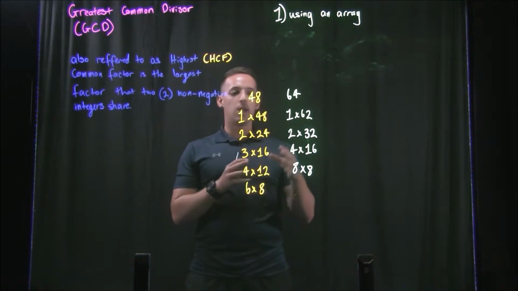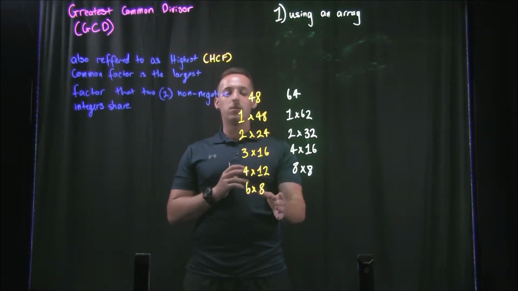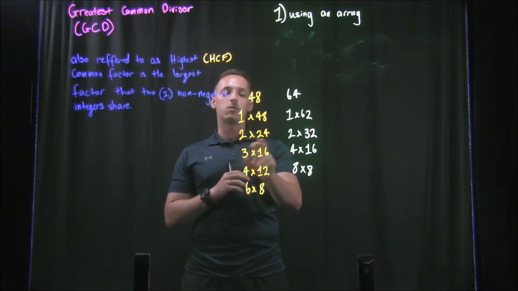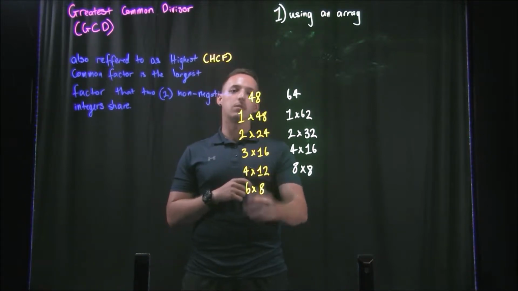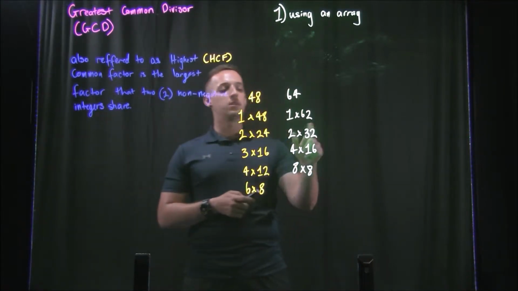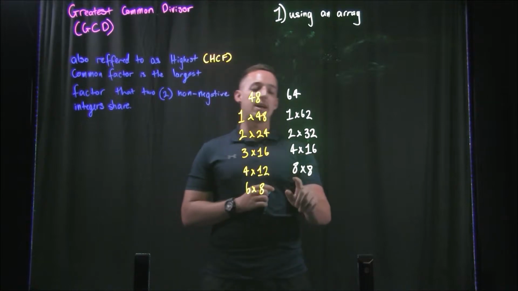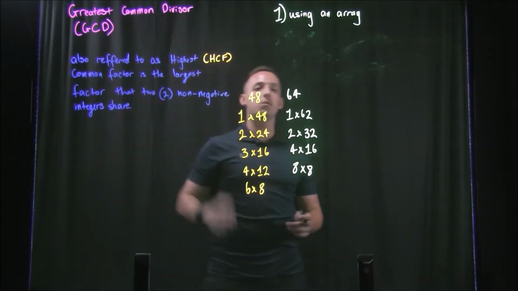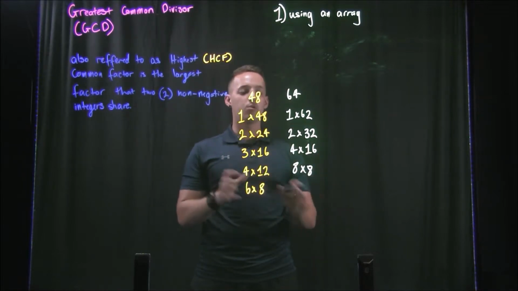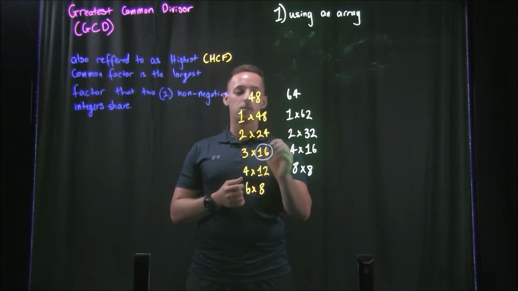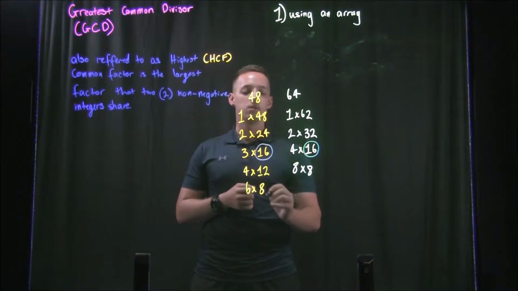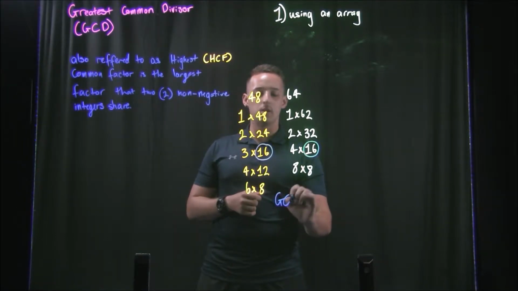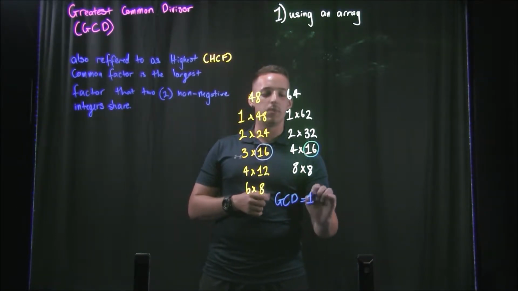up to that number obviously, and then we can see that this is the array for the number 48: 1 times 48, 2 times 24, 3 times 16, 4 times 12, and 6 times 8. And here is 64: 1 times 64, 2 times 32, 4 times 16, 8 times 8. And we look at this and we're looking for the greatest common divisor, so we're looking for the greatest factor they both share, and in this case that number is 16, so GCD equals 16.